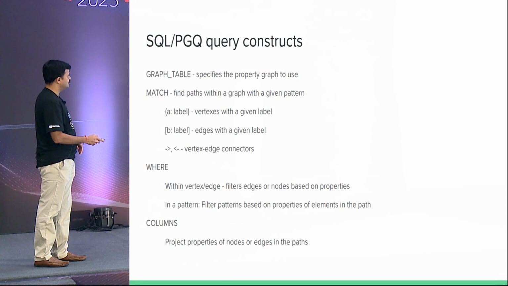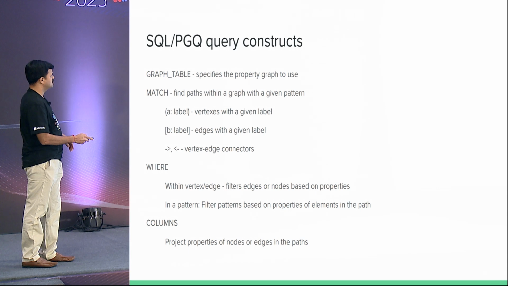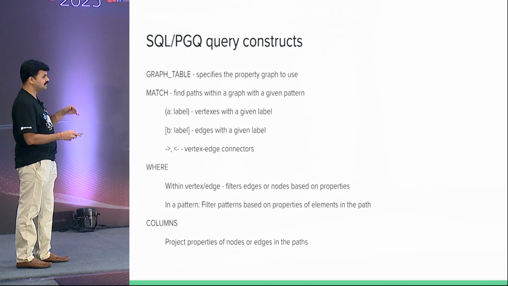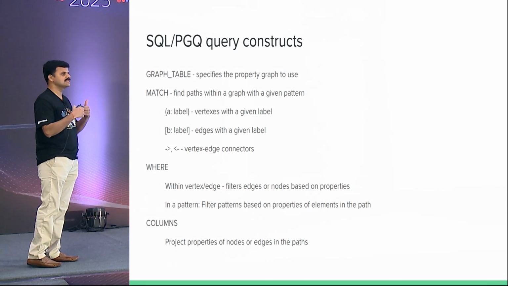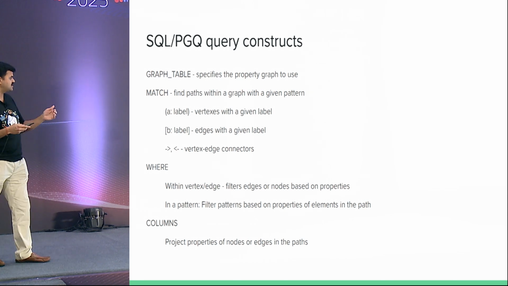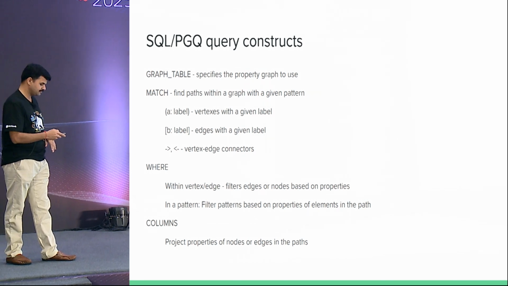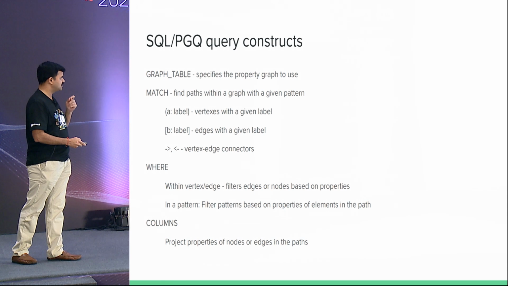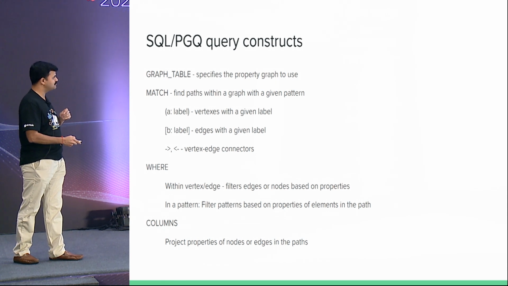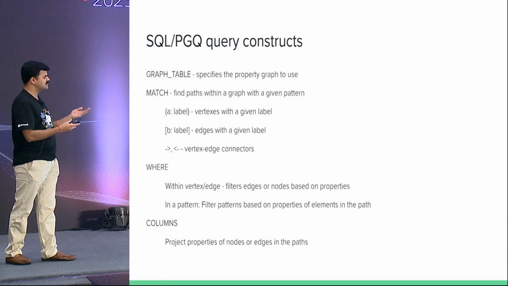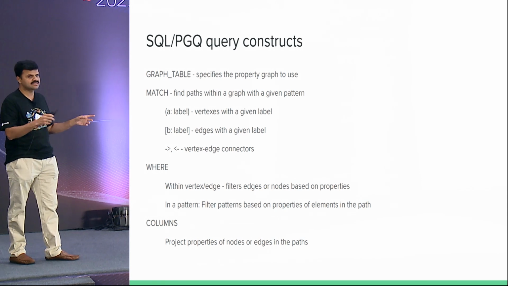And then you can append where clause at the end of the pattern to filter the paths that satisfy that particular given pattern. And at the end, just like select clause, we have columns clause here, which projects the properties of the nodes and edges in a given path.